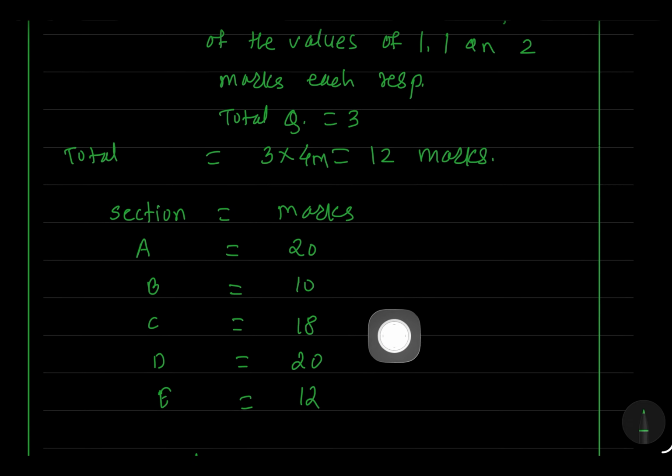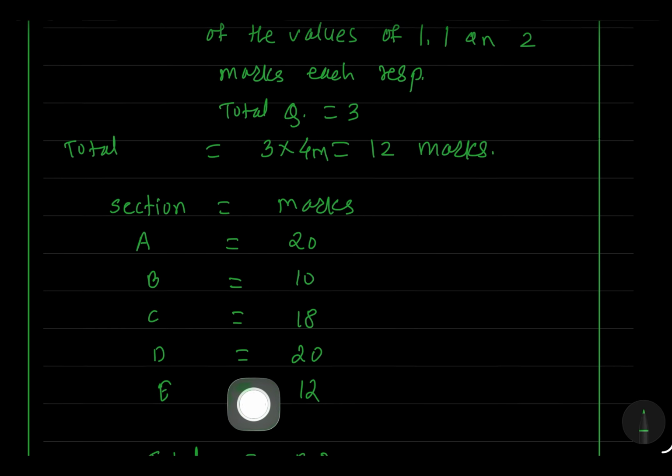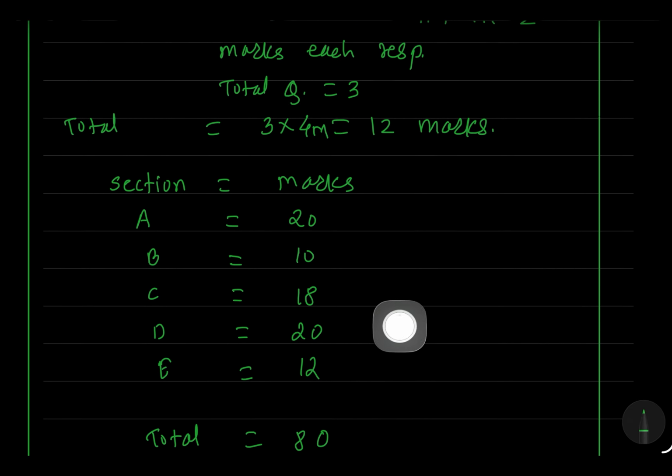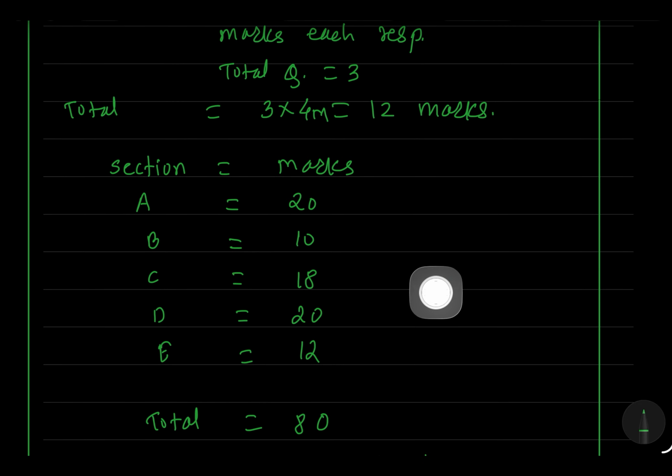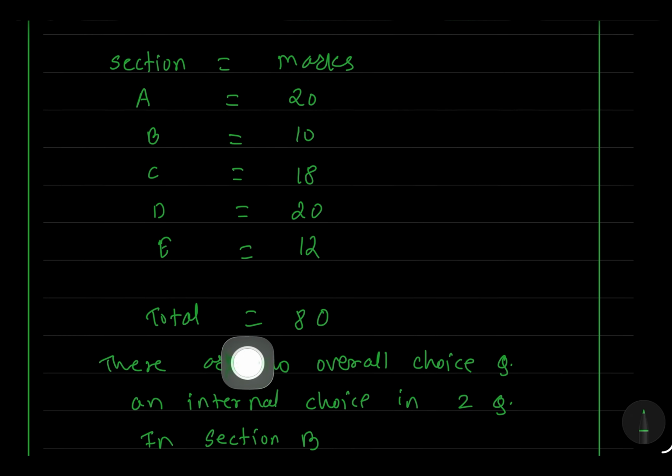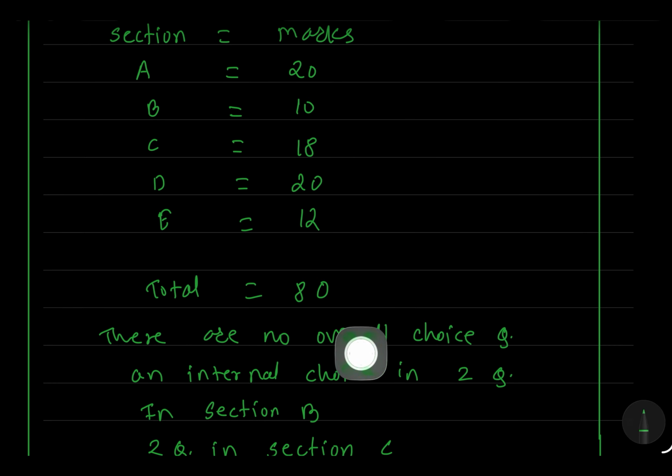Now again I am giving the section wise marks. Section A 20 marks, which I already told. Section B 10 marks. Section C 18 marks. D 20 marks. E 12 marks. How it comes, I also told question wise. So the total is 80 marks.